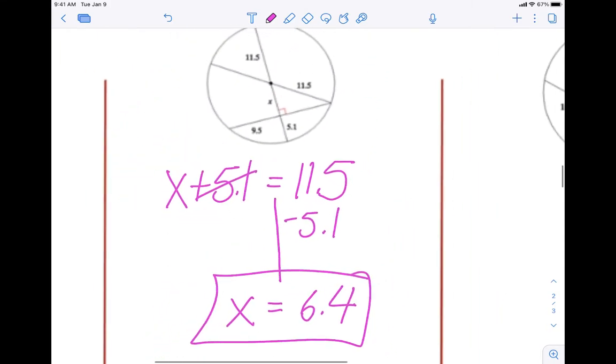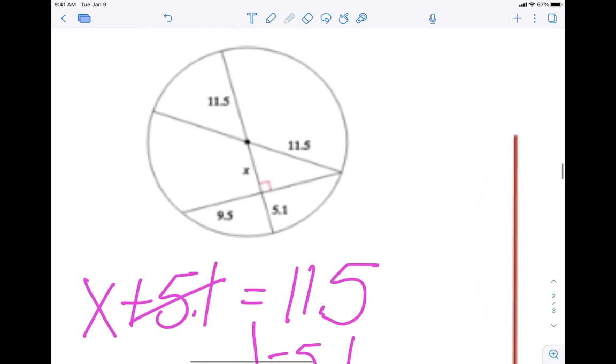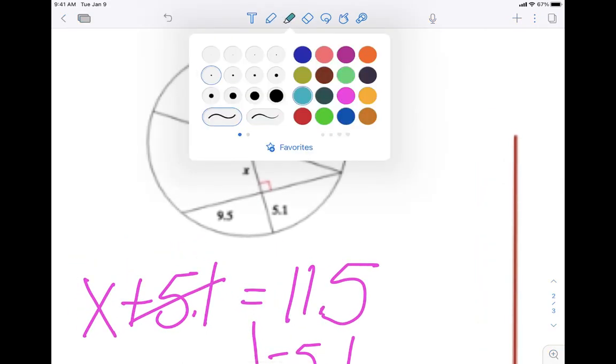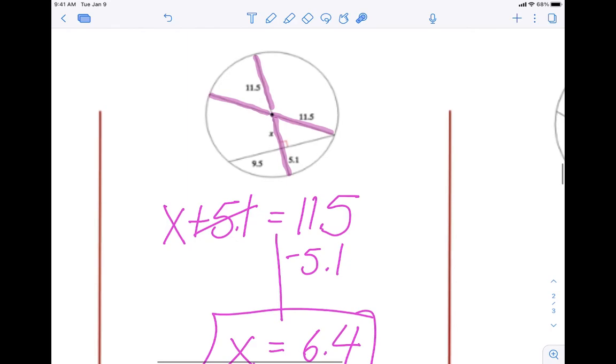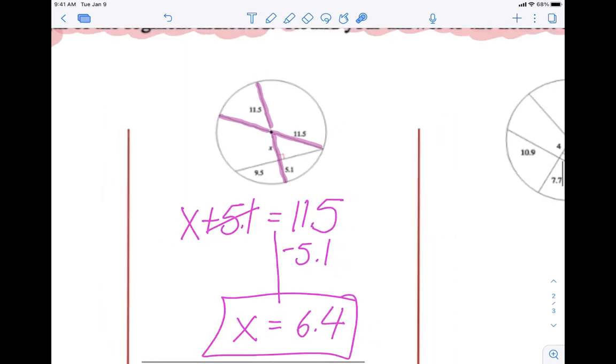Look at that. Right? So the way we identify that is because this is 11.5, and this is also 11.5, and that also is 11.5, because those are radii from the side to the center. That means that this one was also 11.5, and this is where I had my x. So these two together are equal to these other ones, which are all 11.5. That's why I did x plus 5.1 equals 11.5.